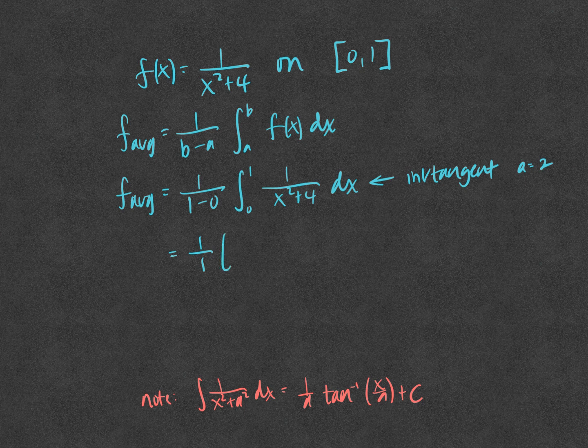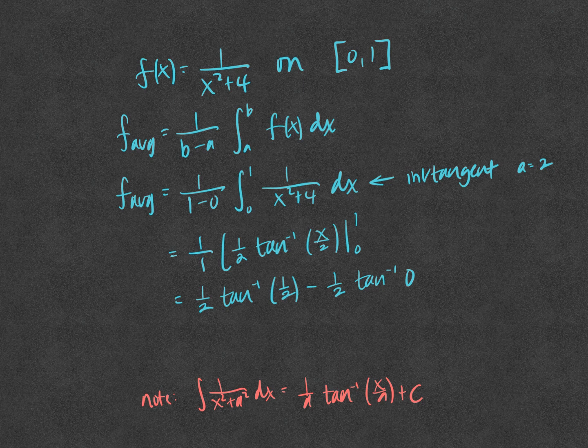So we're going to say a is 2, so we have 1 over 2 inverse tangent x over 2 from 0 to 1. So we have 1/2 inverse tangent of 1/2 minus 1/2 inverse tangent of 0. Inverse tangent of 0 is 0, so that's not bad. Let's talk about the inverse tangent of 1/2. That's not one we know off the top of our heads, so we're just going to leave that as inverse tangent of 1/2 minus 0. So we have 1/2 inverse tangent of 1/2.